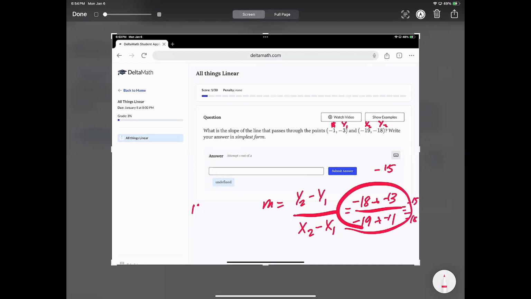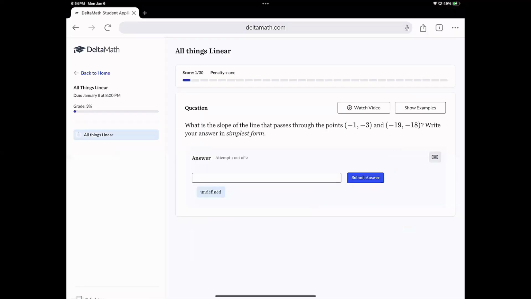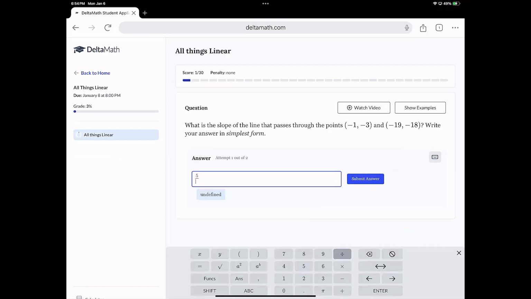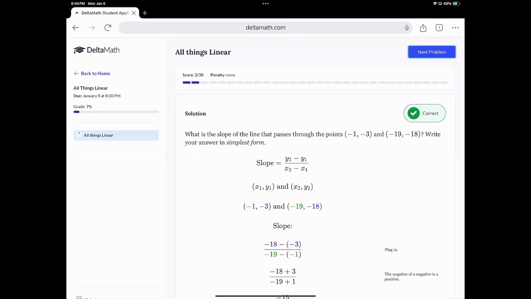So we got to simplify this. We can have a factor of 3. So this is going to be 5 over 6. So it simplifies to 5 over 6. So that's our answer. So boom. Now, if you put it into the calculator, it will simplify it for you. So that's that.